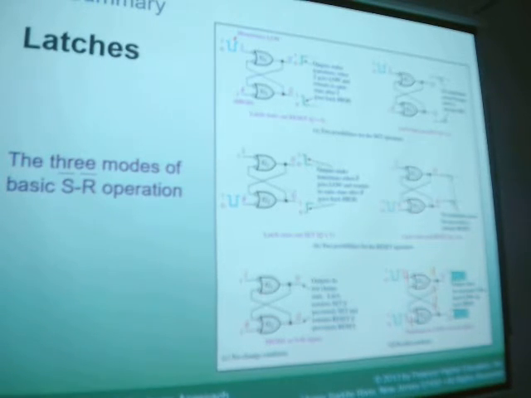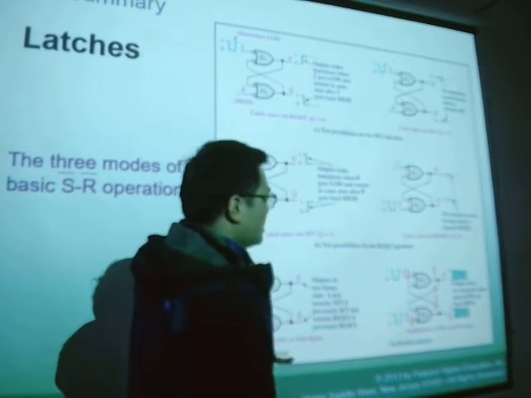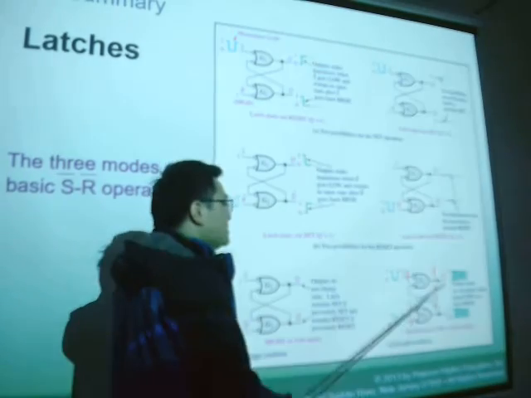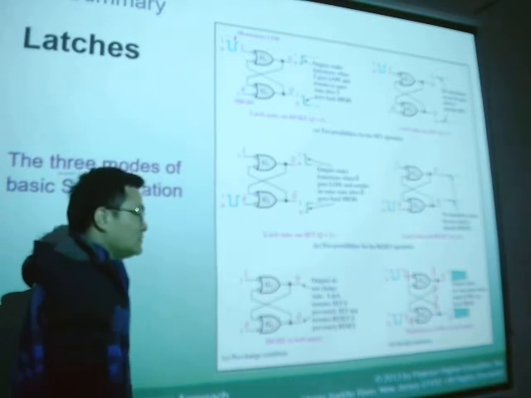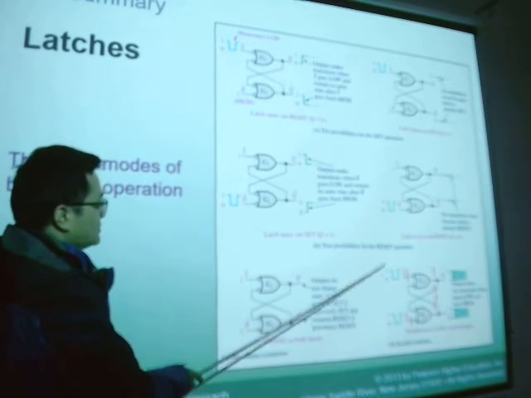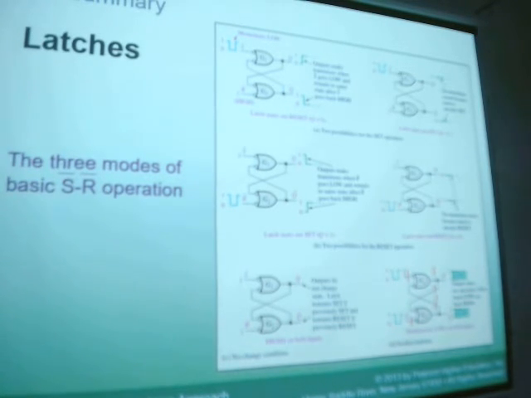For S bar equals 1, R bar equals 1, the output states are uncertain. Maybe the value is 1, maybe the value is 0. So this condition is an invalid condition. Invalid. So in most cases we must not make S bar equal to 0 and R bar equal to 0.